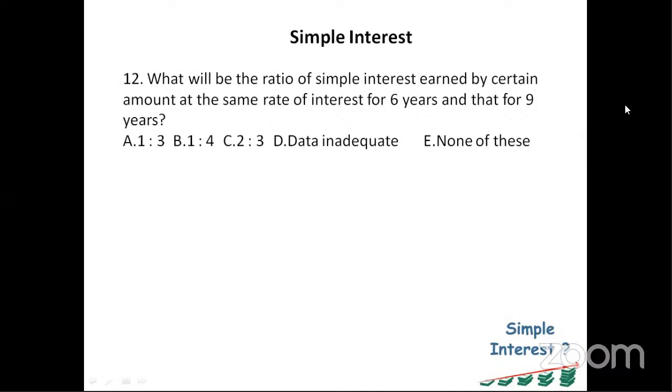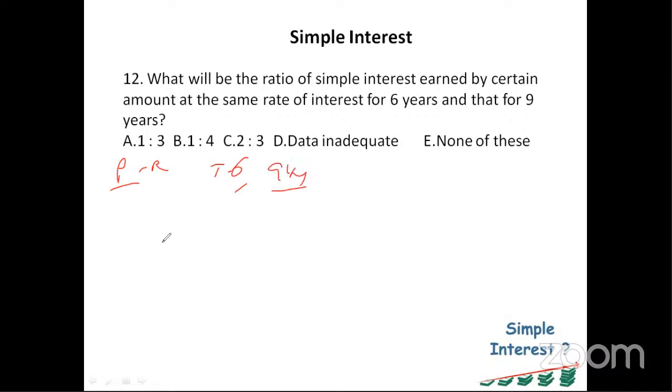Okay, we don't know the amount exactly. So what they say is a certain amount. Certain amount, we'll just take it as P. The amount remains the same. Same rate of interest. The rate of interest is also the same. But time will change. For the first case, it will be 6 years. In another case, it will be 9 years.